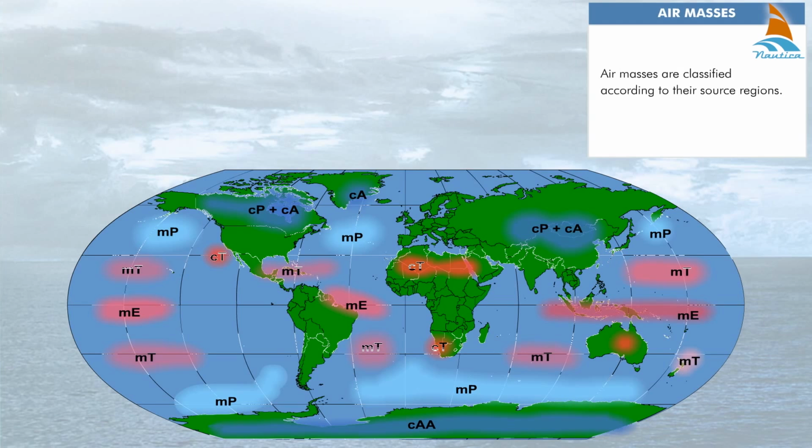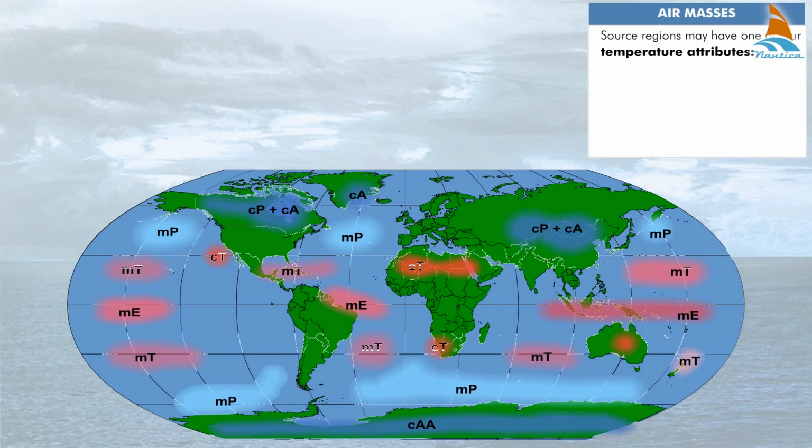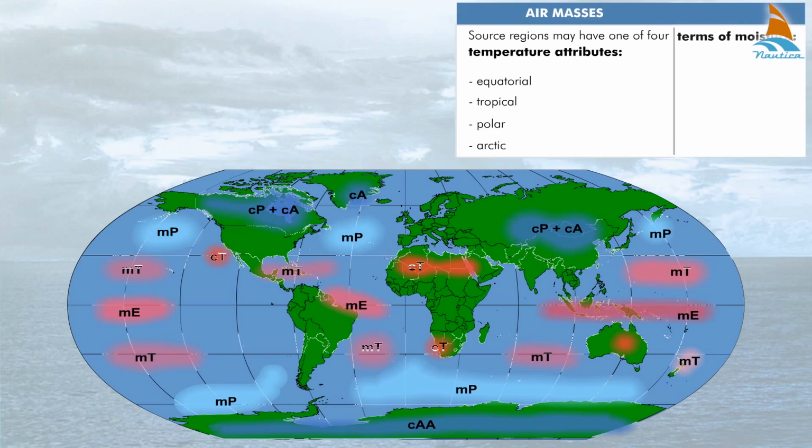As we've learned, air masses are classified according to their source regions. Source regions may have one of four temperature attributes: equatorial, tropical, polar, or Arctic. In terms of moisture characteristics, they can be either continental or maritime. On a weather map, moisture characteristics are abbreviated C for continental or M for maritime. Temperature attributes are abbreviated E for equatorial, T for tropical, P for polar, and A for Arctic.